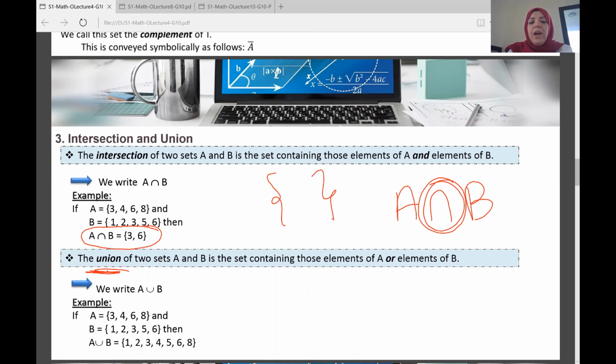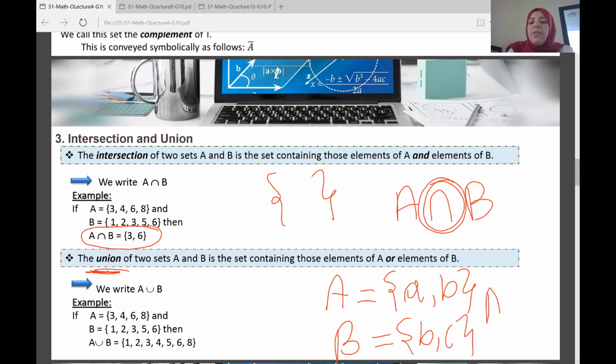Suppose you have a set A. I'm going to take another example because this one is very important. Set A is {a, b}, and set B is {b, c}. So what is A union B? It's a new set, which is {a, b, c}. Okay, let us now continue.